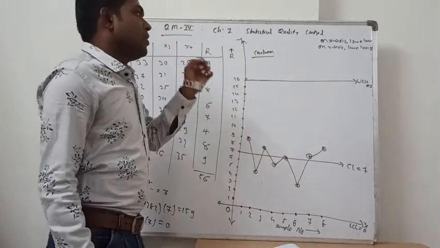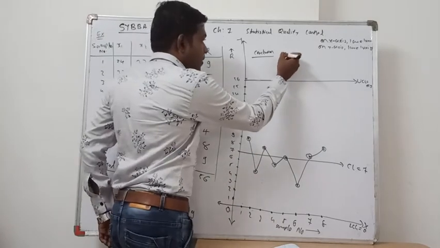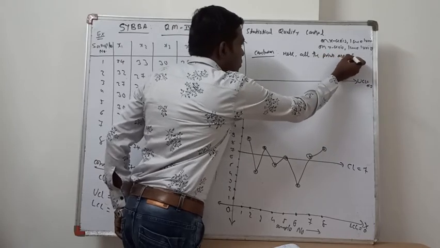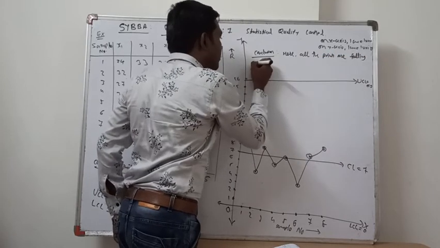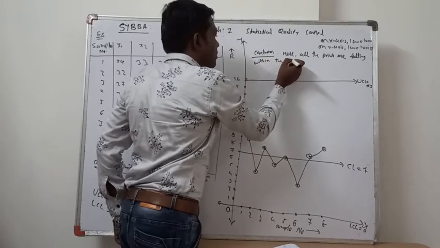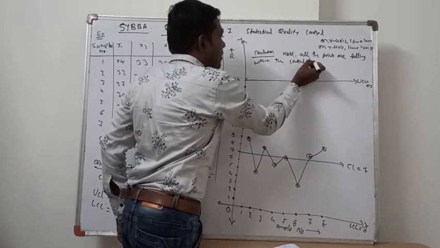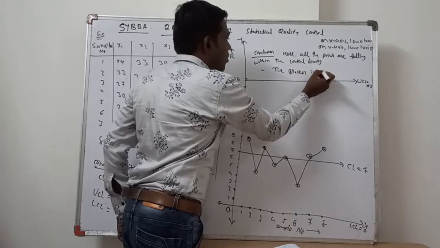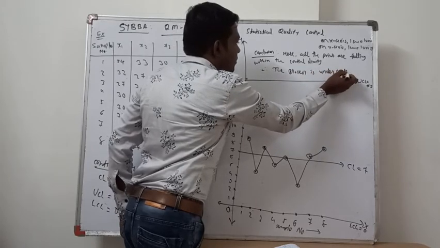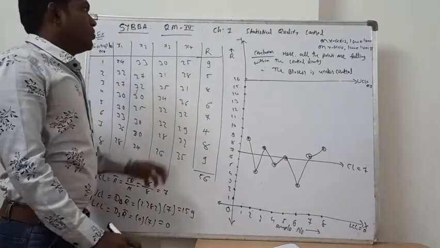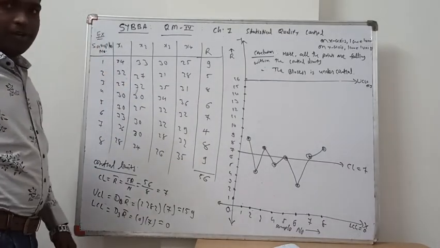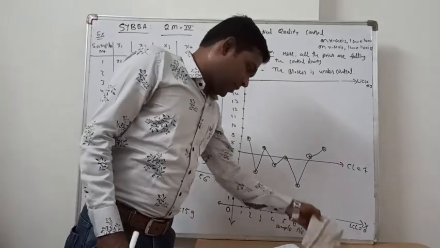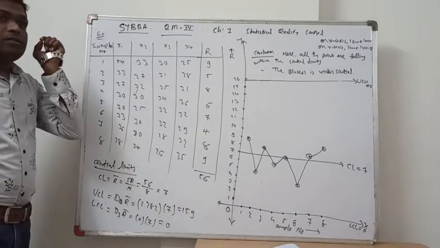That's why we can say that all the points are falling within the control limits. Therefore, the process is under control, right? So this is our objective. Clear? Next we take one more question, one more chart, that is the C chart.